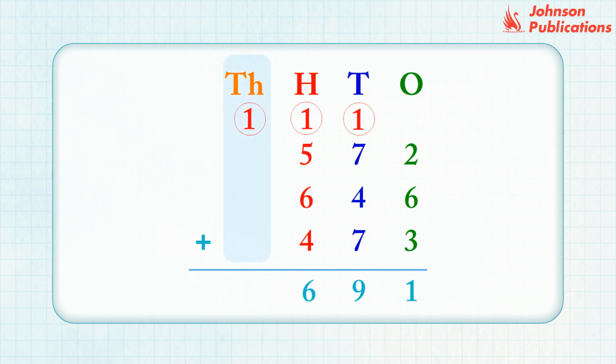Step 4. Add the thousands. Write 1 in thousands place. Thus, the sum is 1691.